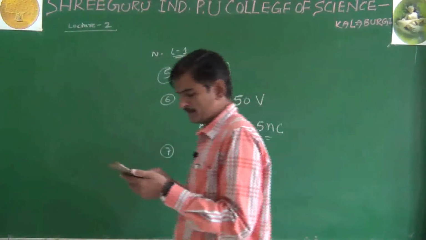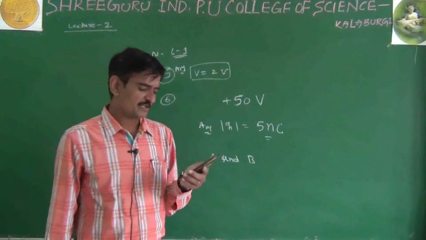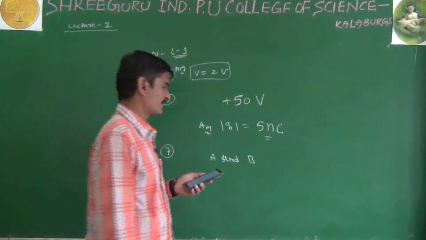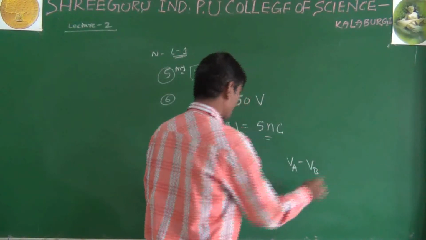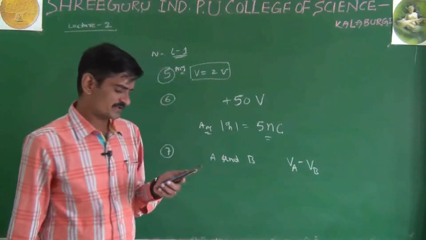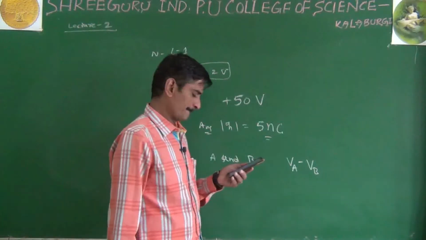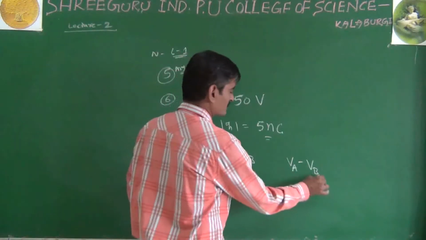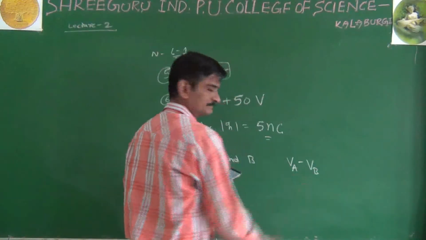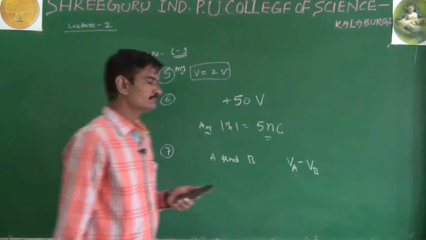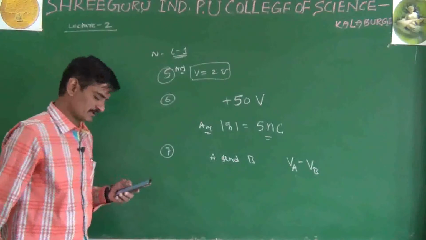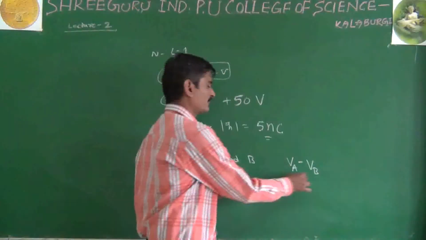Determine the potential difference VA minus VB. It is given in the question only. Understood the question? This is the seventh question.